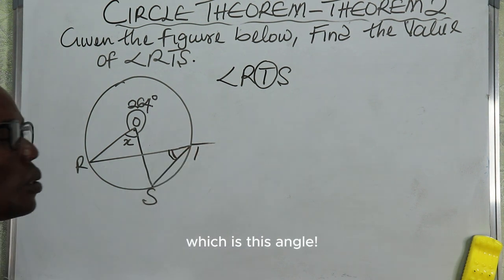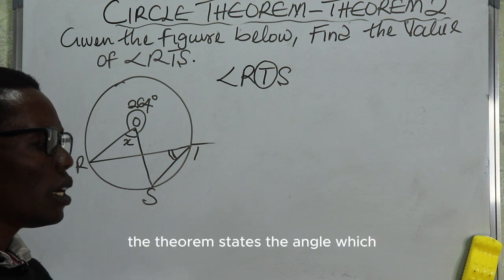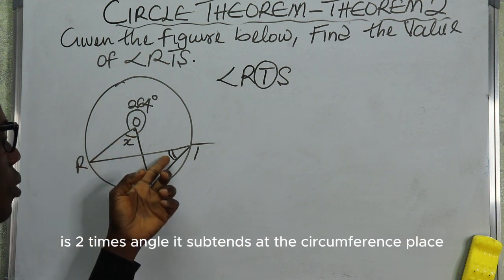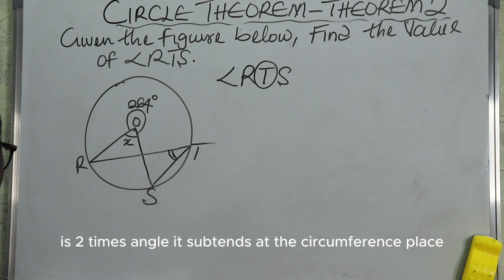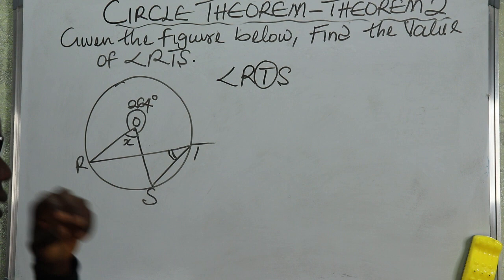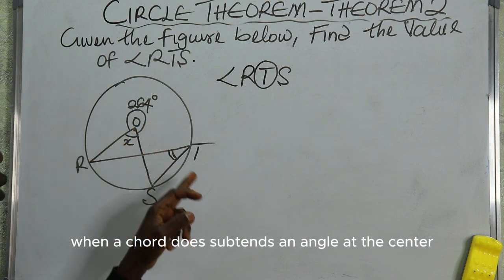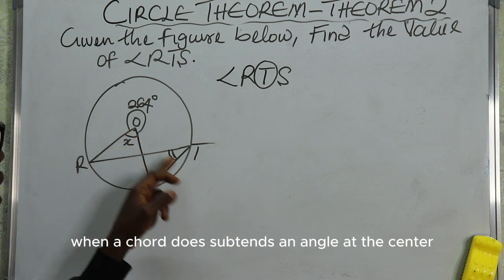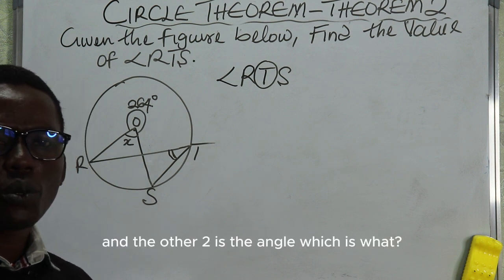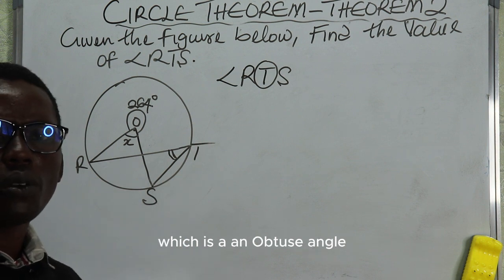Which is this angle. Now remember the circle theorem too. The theorem says the angle which a chord subtends at the center is 2 times the angle it subtends at the circumference. But then we don't know what the angle it subtends at the center is, but we are given what the value of that reflex angle is. Remember, when a chord subtends an angle at the center, it forms 2 angles. One, the reflex angle, and the other is the angle which is what? Which is an obtuse angle.